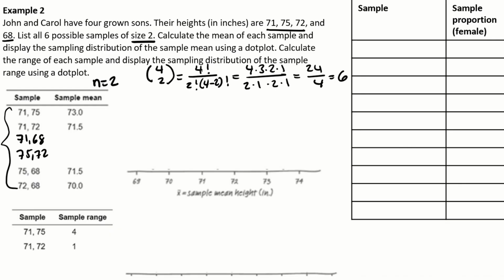Then we can do 75, 68, and 72, 68. Those are all 6 possibilities. All right, and we might as well list them here as well. This is the same data, the same thing.